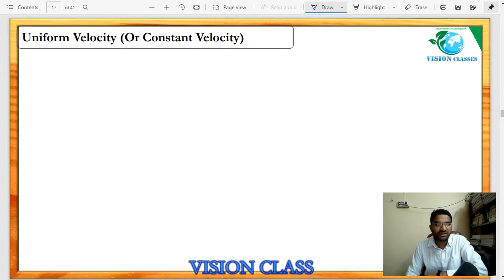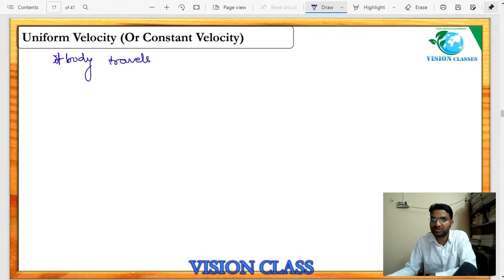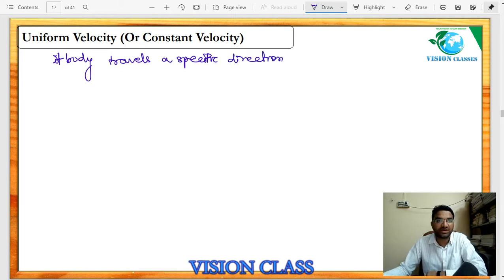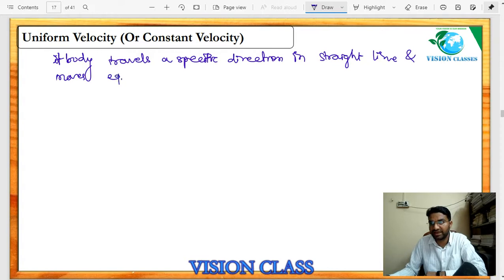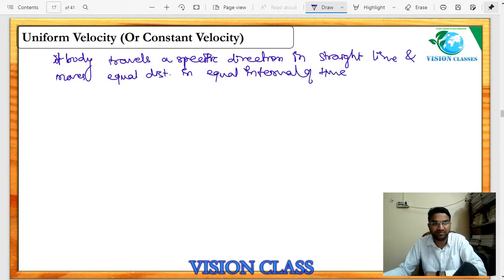Now uniform velocity. Uniform velocity means, if a body travels in a specific direction, in a straight line, and moves equal distance in equal intervals of time, it is a uniform velocity.